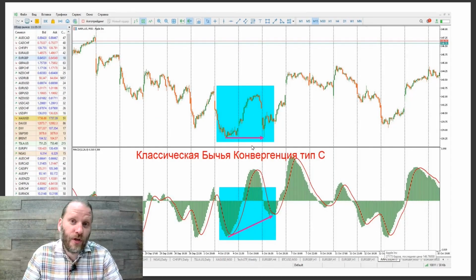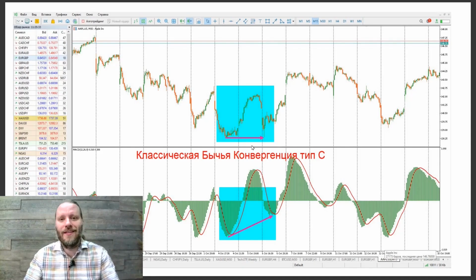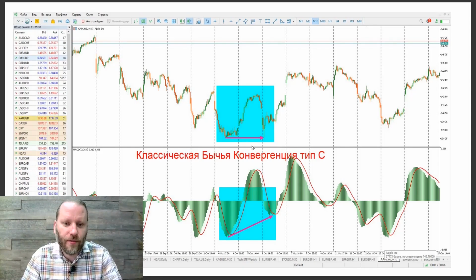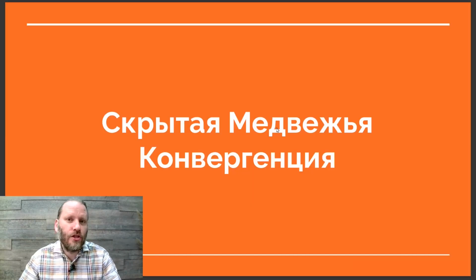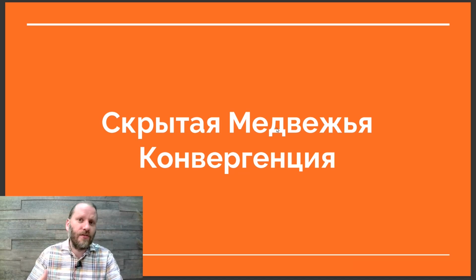The second variant of the classical convergence is type C. Here we see that the price minima are standing still, and the minimum of the indicator is, on the contrary, growing. That is, convergence is underway. Here we see an example of a stock. I am sometimes asked if these divergences work on stocks. Here you go, Apple shares. We see a bullish convergence of type C. That is, we have two minima, where the price stands still, and the minimum of the indicator rises significantly. That is, it is a buy signal. If we had bought near this minimum, we would have earned on growth.